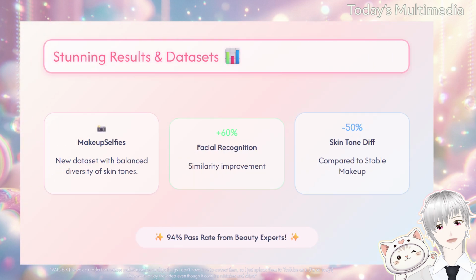To prove all of this works, the researchers even collected a brand new dataset called Makeup Selfies. Older datasets were super biased and mostly featured lighter skin tones, which made testing fairness really hard. This new dataset has a beautiful, balanced diversity of skin tones. When tested on this diverse data, MakeupMirror improved facial recognition similarity by a massive 60%. Also reduced skin tone differences by 50% compared to stable makeup.